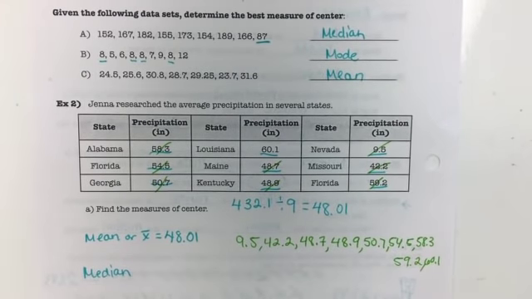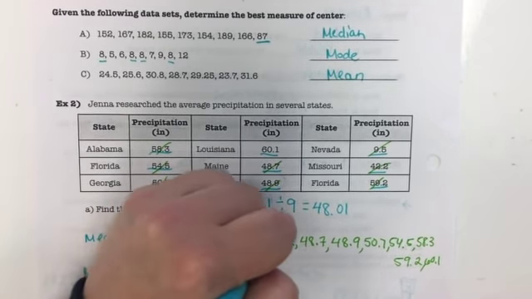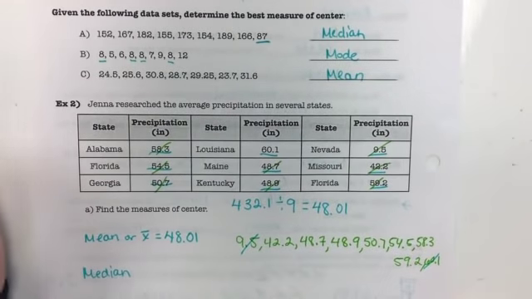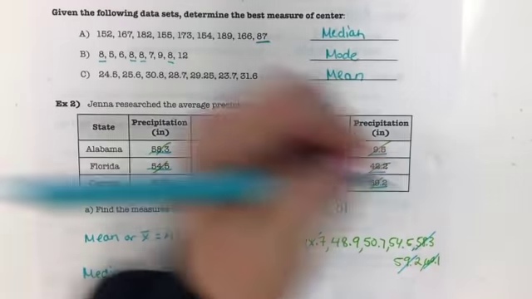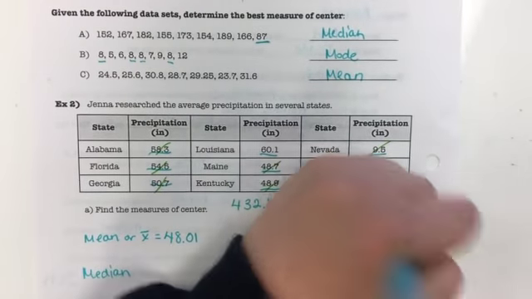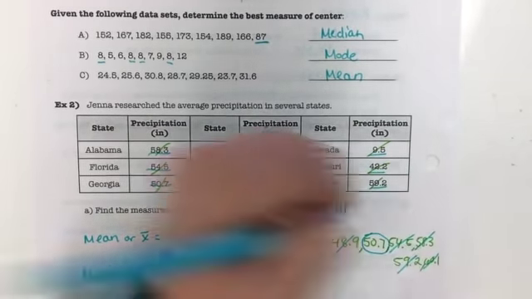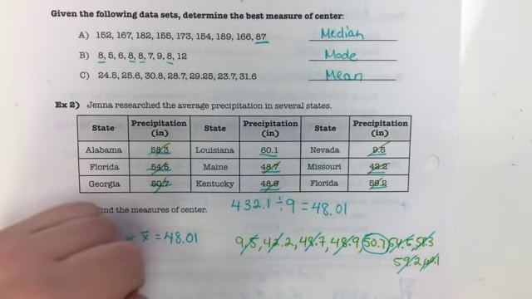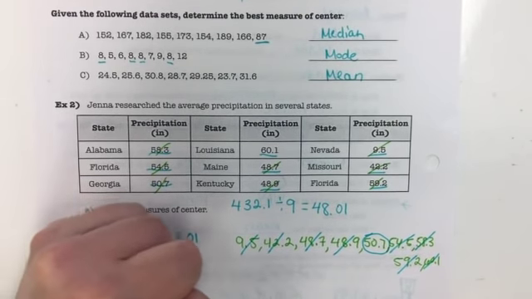Next thing you're going to do is just find the center of that data. So you're going to cross off one on the left, one on the right, one on the left, one on the right, one on the left, one on the right, one on the left, one on the right, and we're left with one center number. So then our median is going to be 50.7.